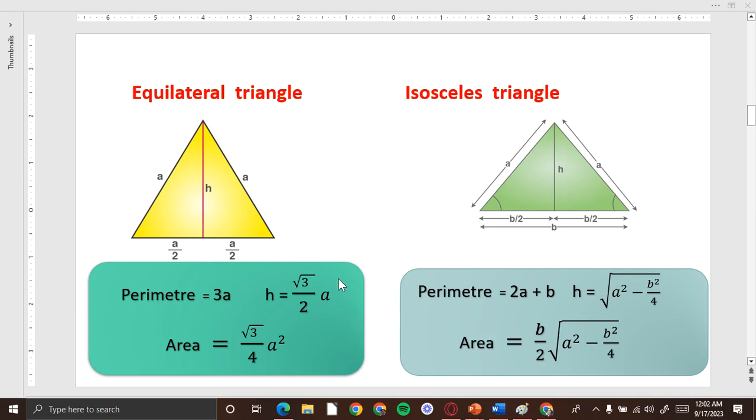For an isosceles triangle, the 2 sides will always be equal. So, perimeter can be calculated as 2 into A, where A is the equal side, plus base B. So, perimeter is equal to 2A plus B and H can be calculated by taking square root of A square minus base square divided by 4, that is equal side square minus B square by 4. And area can be calculated by B by 2 into square root of A square minus B square by 4.